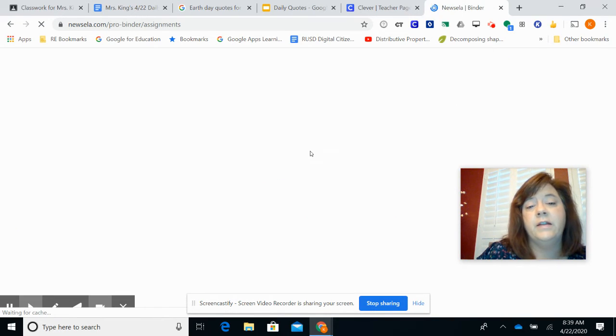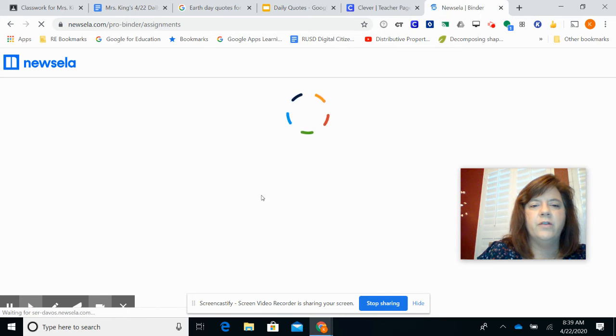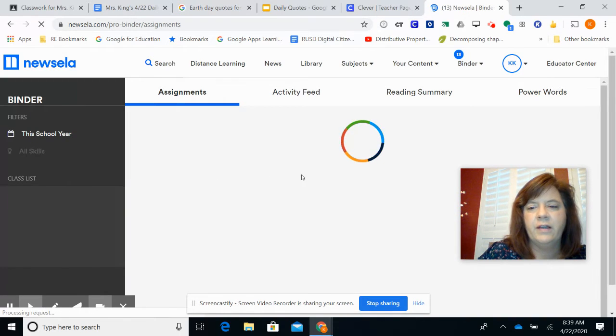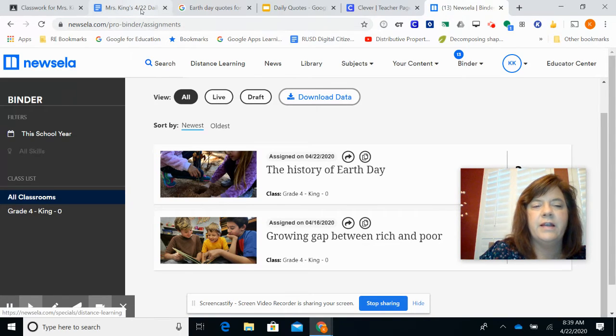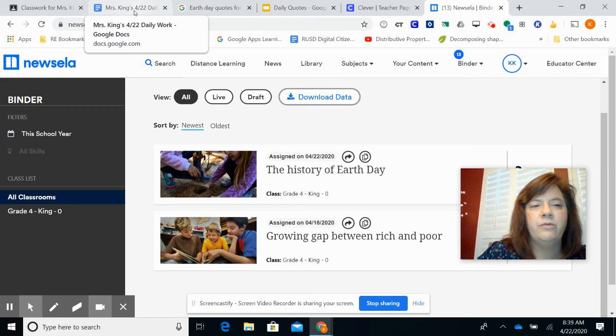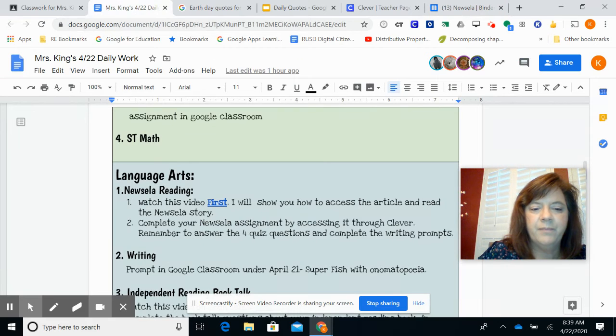There it is. So like I said, it's running slow today. There's going to be 2 articles because we had an article last week on it, so I left that in there in case you didn't get to it. History of Earth Day, Growing Gap Between Rich and Poor. So this History of Earth Day is the article you're going to read, and there's 4 questions and a couple writing prompts to do after you read that.